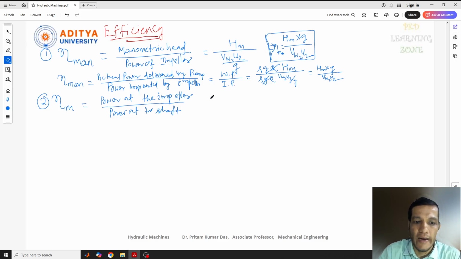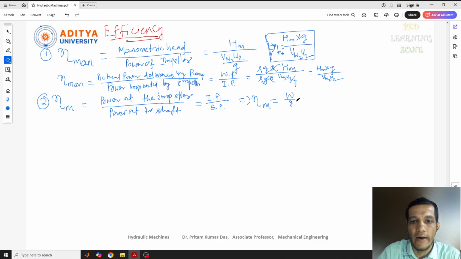We can also write in this way. This is impeller power. Let me write impeller power by shaft power. Okay, so what is impeller power? Already we have seen previously impeller power. So this one we can write. Okay, power at the impeller. In this one we can write mechanical efficiency equal to power at impeller. Here also we can write this is W by G.